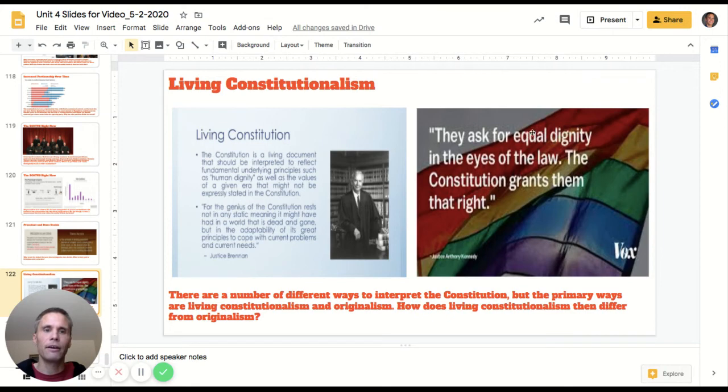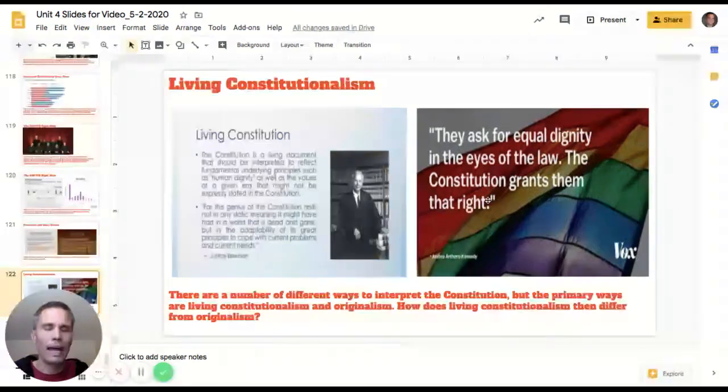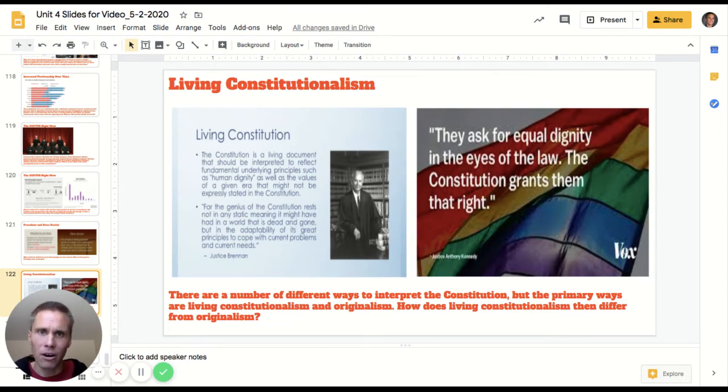And he states here, they, meaning the LGBTQ community, ask for equal dignity in the eyes of the law. The Constitution grants them that right. That isn't something that an originalist would ultimately argue, and the reason for that is that nowhere in the Constitution does it state any rights, any liberties belonging to the LGBTQ community. Therefore, he's saying it's up to the states to make that decision.